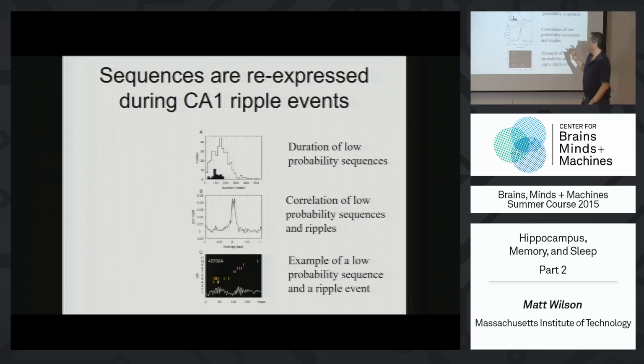And when you ask, when these sequences are expressed, what's going on in the local field potential, these oscillations, this is where you find these sharp wave ripple events. This is the ripple-like event that I was describing to you. So these sharp wave ripples are when these apparently compressed sequences are being expressed.